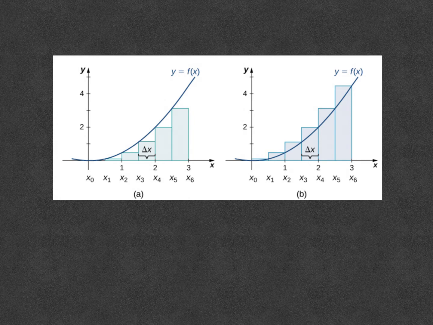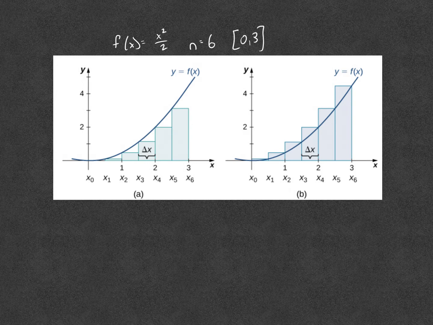Okay, let's go through an example where we find the left and right endpoint approximation for the area under a curve. Our function in this case is f of x equals x squared over 2. So it's a parabola, x squared divided by 2. And the number of rectangles, you can feel free to count them, n is equal to 6. We have 6 rectangles, and our interval is from 0 up to 3.